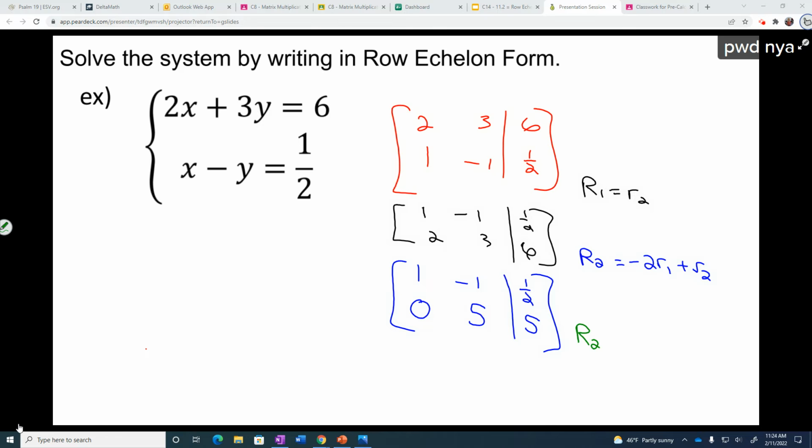So we say row 2, multiply by the reciprocal, 1/5 row 2. The top row stays: 1, -1, 1 half. 0 times a fifth is 0. 5 times a fifth is 1. 5 times a fifth is 1. Good? We get x minus y equals half, and then y equals 1.